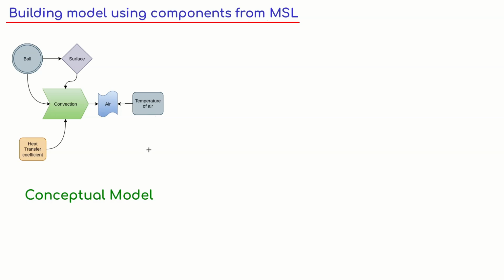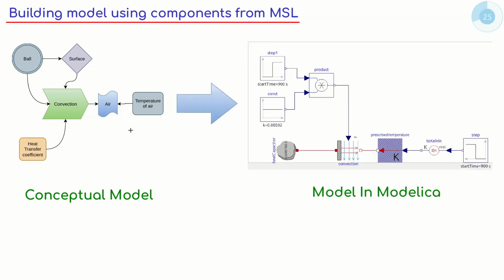So translating this to a Modelica model will look something like this. We have the step and constant values that will pass the surface area and heat transfer coefficients. We have the product to multiply them, and the product is passed to the convection model. And here we control the air temperature using a step, and that is converted into Kelvin and assigned to the prescribed air temperature component, that is the air. Now that air temperature interacts with the other node of the convection component, and the solid interface connects with the heat capacitor.